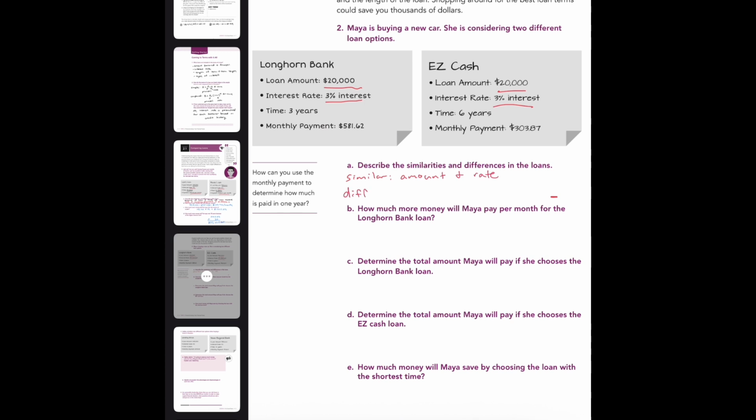And then how are they different? If we're looking at the differences, change colors here to underline that. We got the years, and then that obviously is going to change our monthly payment. So say the time has changed and the payment.